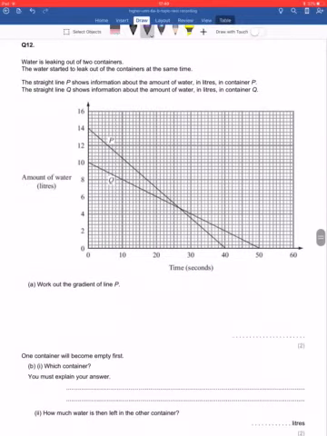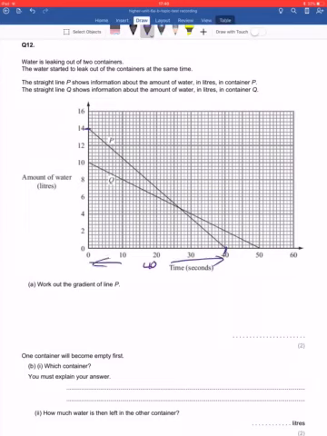Right, question 12. Water's leaking out of 2 containers. It starts to leak at the same time. It shows the amount of water in litres in P, and Q shows in Q. Work out the gradient of P. Use the actual values they've given you. So it's gone 40 along there, so 14 down here. It's down, remember, so it's minus 14 over 40, which is minus 7 over 20. You can leave it like that, or minus 0.35.